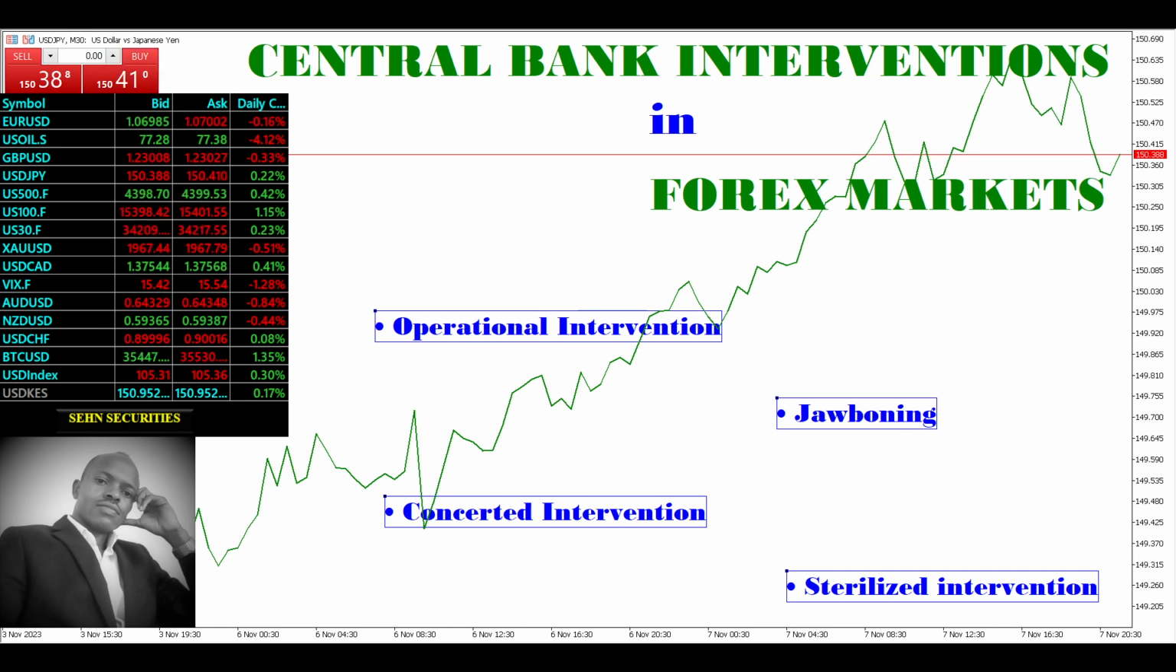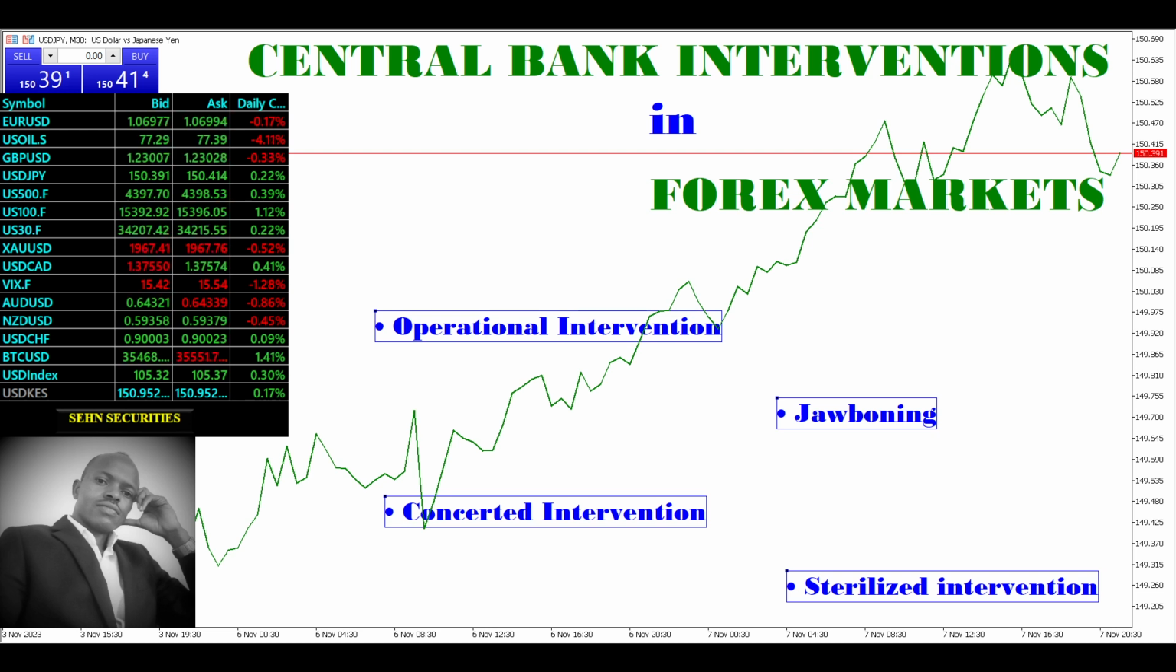The other type is consultant intervention. The consultant intervention is a combination of jawboning and operational intervention. It is more effective when multiple central banks voice the same concerns over exchange rates. If a number of central banks increase their jawboning efforts, it is likely that one of them actually conducts operational intervention to drive the exchange rate in the desired direction.